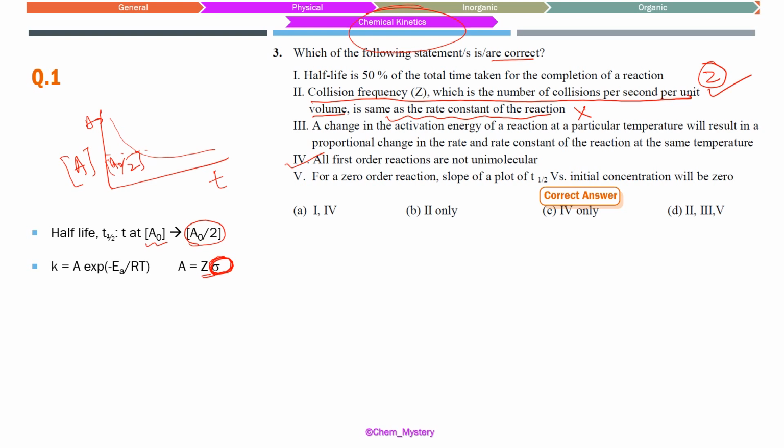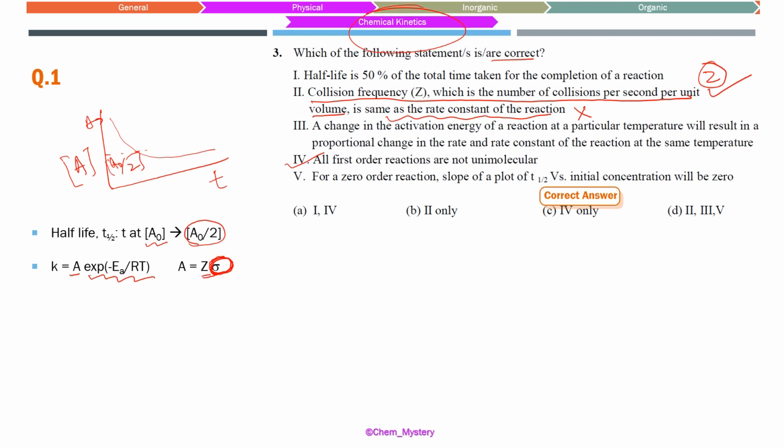The collision frequency multiplied by the steric factor gives the Arrhenius factor, or pre-exponential factor, as we used to call it. Then this A, multiplied by the term exponent of minus Ea by RT, becomes the rate constant, right? So this option is again not correct.